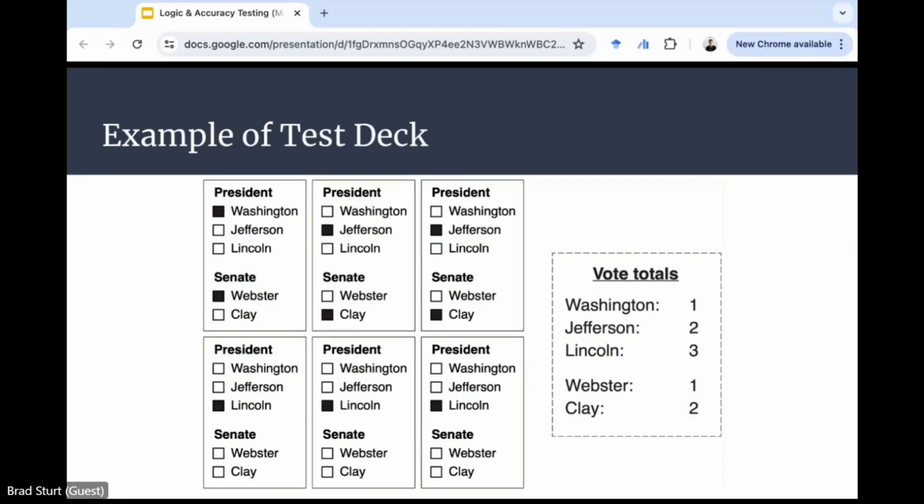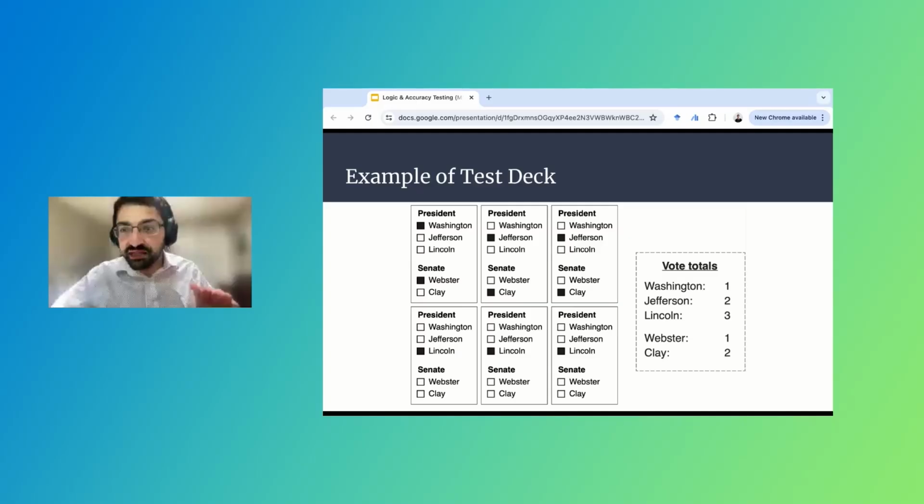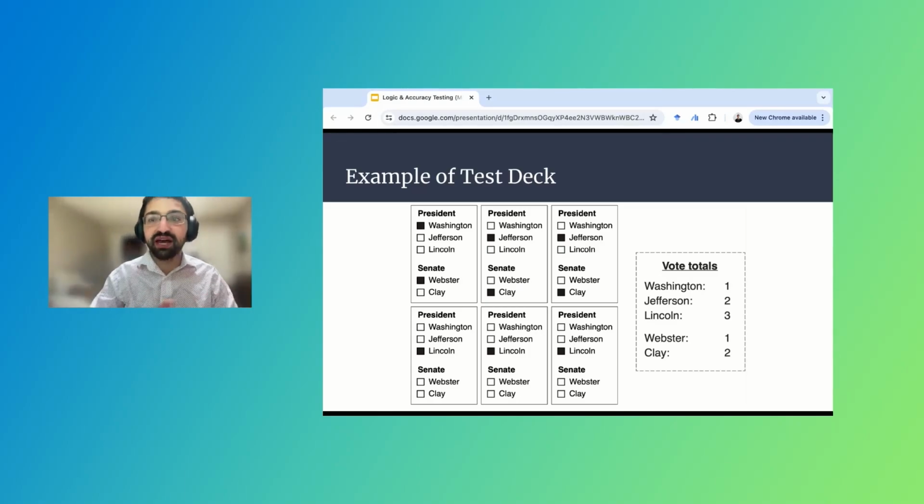So to understand what LNA does and what it doesn't do, let's consider the following example of a very simple election comprised of two contests. In this toy election, the first contest is a presidential contest with three candidates, Washington, Jefferson, and Lincoln. And the second contest is a Senate contest with candidates Webster and Clay. In both contests, let's say a voter is allowed to select up to one candidate.